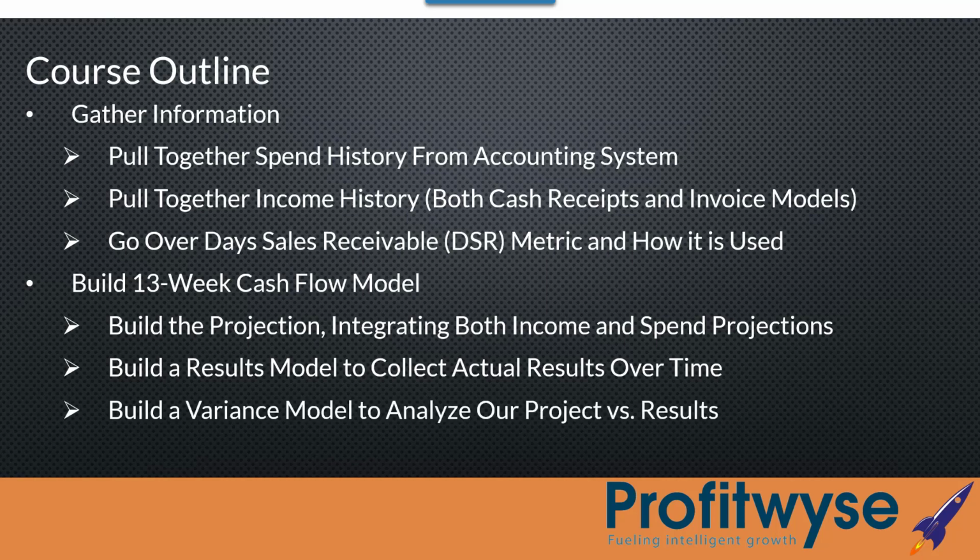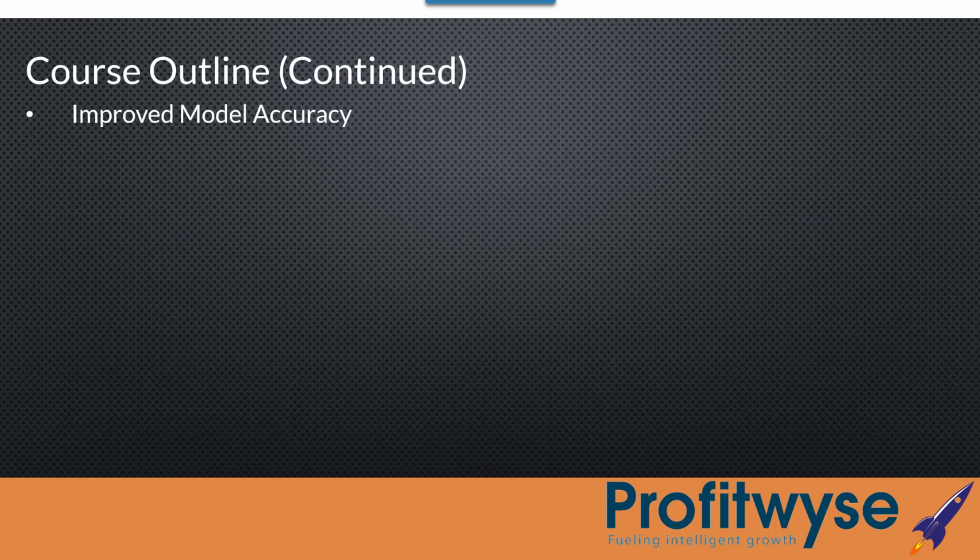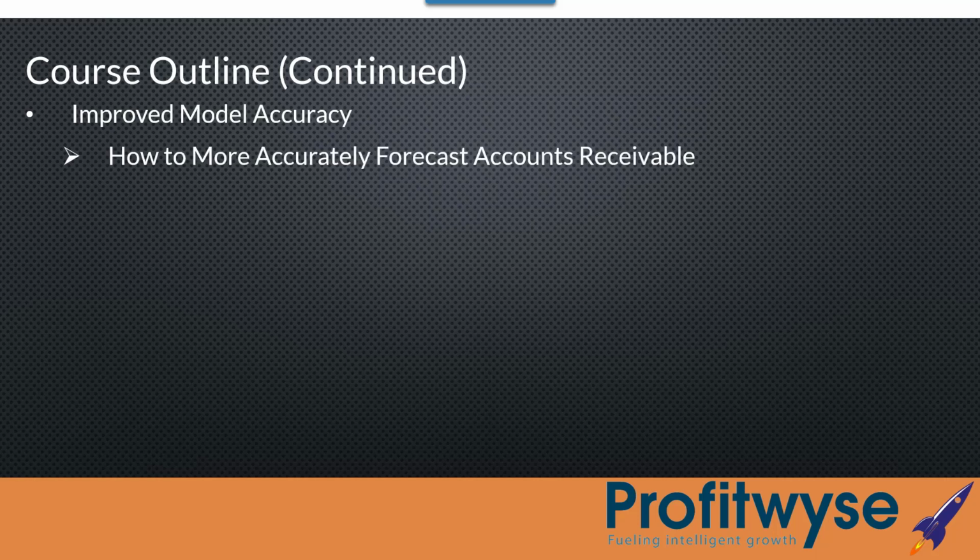And then we're going to have a variance model that basically consolidates all our variances between our projection and our actual results, showing where we have favorable and unfavorable variances. Then in the next section, we're going to talk about improving the accuracy of our initial model. Our first model is going to be a bit simplistic, and that's intentional, but most businesses are a bit more complex than our example.